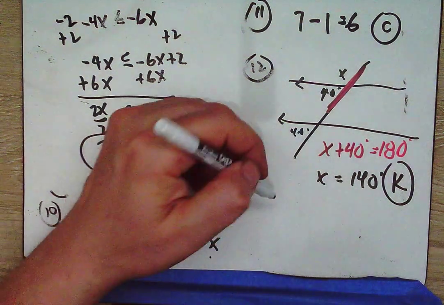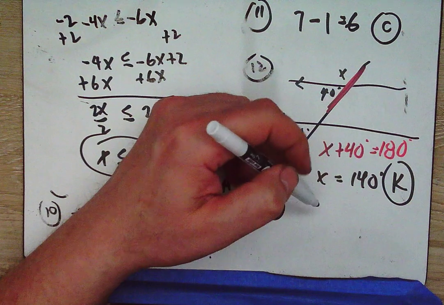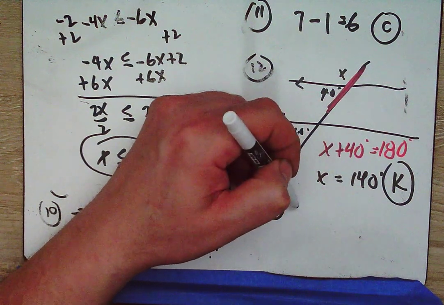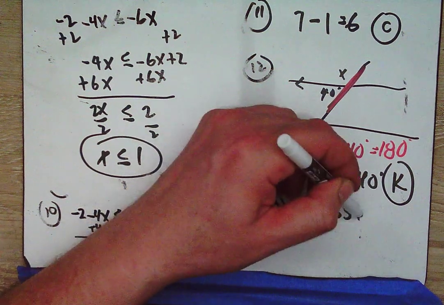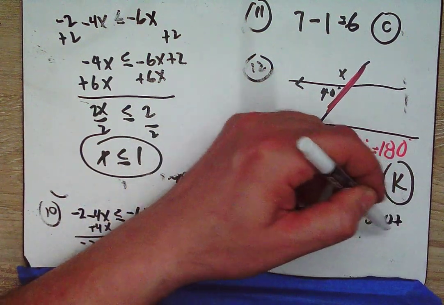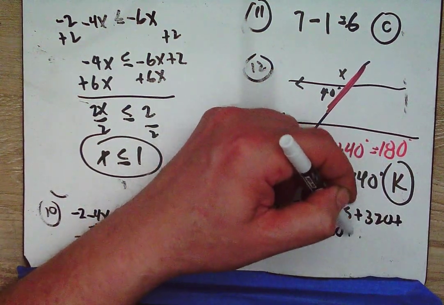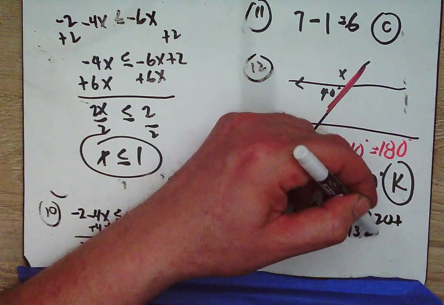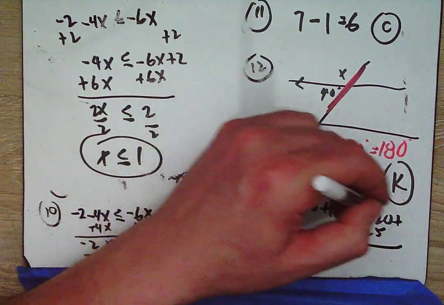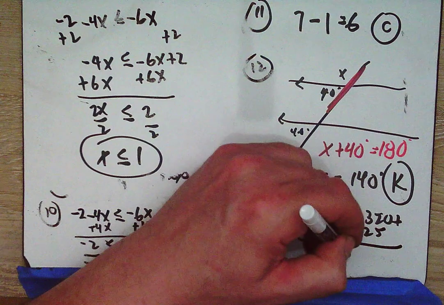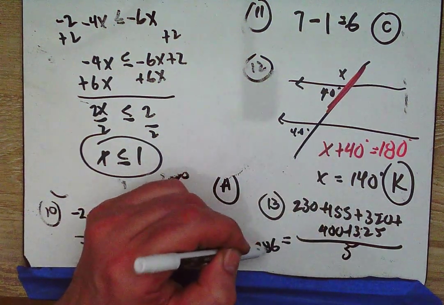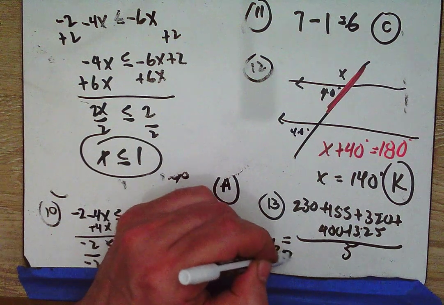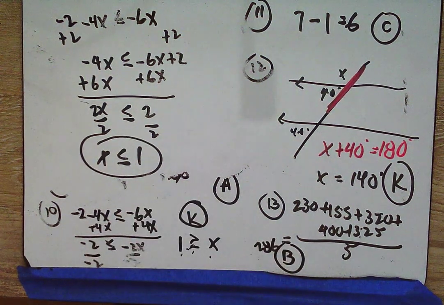And 13, what's the mean of those numbers? Remember, for a mean, we're going to add those numbers up and divide by how many numbers there are. There's 1, 2, 3, 4, 5 numbers, so we'll divide by 5. And when I did this, I ended up with 286, or choice B. B for number 13.